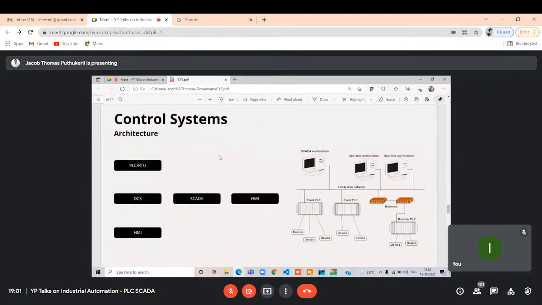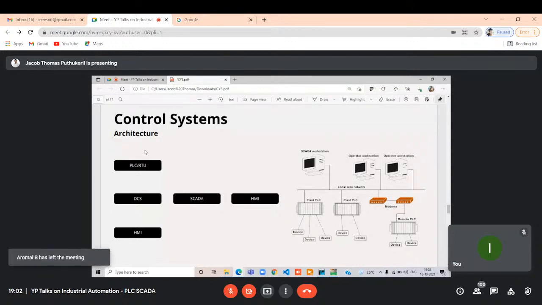In the architecture, we have the PLC or the RPU, or a DCS, and an HMI. Here it is an OR and here it is an AND. Everything will be concluding to a SCADA system, and again we will be having an HMI system. So what is this double HMI? We'll be starting with the PLC and RPU.